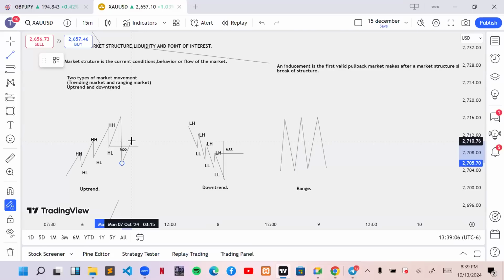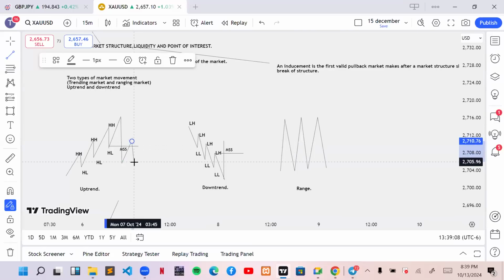After making the pullback, it will continue the move. So if the structure shift was to the downside, it will make a pullback to the upside, then continue the move to the downside. What makes a pullback valid is that it has to cover at least 50% of the last move, or at least close to where the last move stopped. This is what I mean.